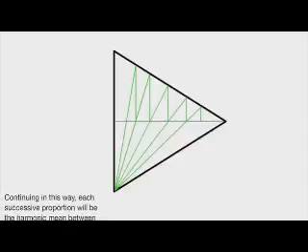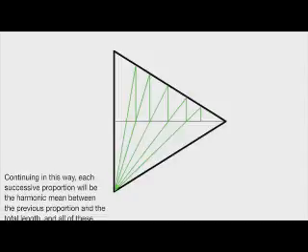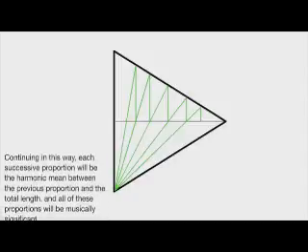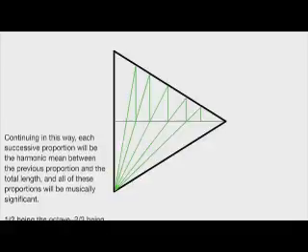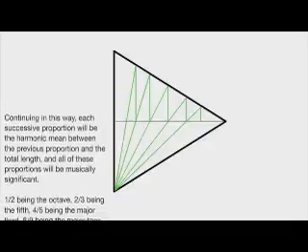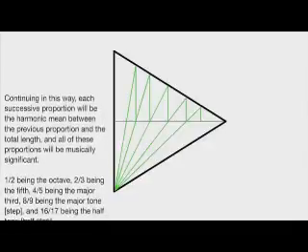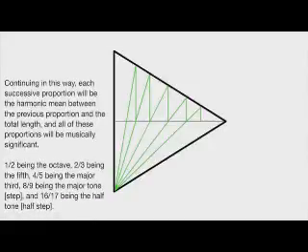He writes, "Continuing in this way, each successive proportion will be the harmonic mean between the previous proportion and the total length, and all of these proportions will be musically significant." 1/2 being the octave, 2/3 being the fifth, 4/5 being the major third, 8/9 being the major tone or step, and 16/17 being the half tone or step. In other words, he discovered the geometries of music, or at least one aspect of them.